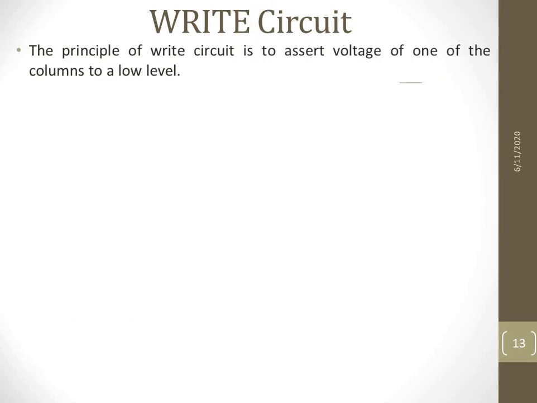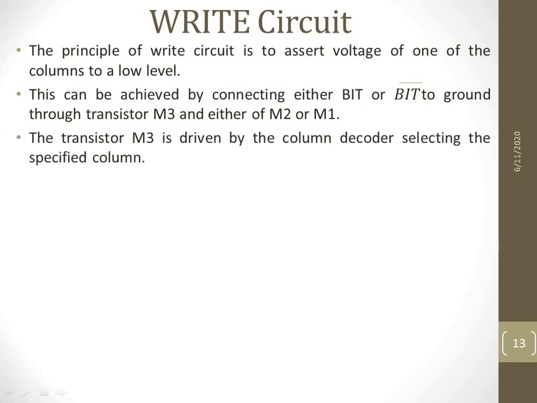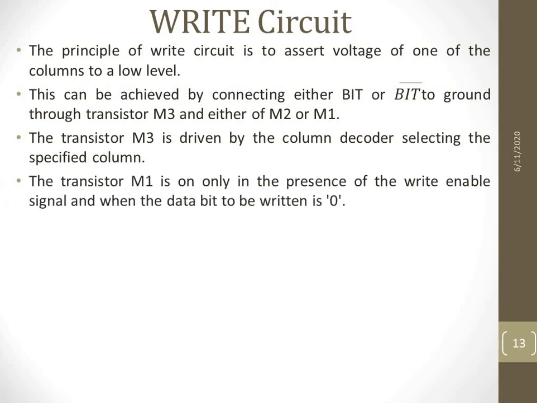The principle of the write circuit is to assert the voltage of one of the columns to a low level. This can be achieved by connecting either bit or bit bar to ground through transistor M3 and either of M2 or M1. What are M2 and M1? M1 is the MOSFET which is connected in the pull down of the first inverter, and M2 is the pull up which is connected for the second inverter, and M3 is the access transistor. The transistor M3 is driven by the column decoder selecting the specified column.